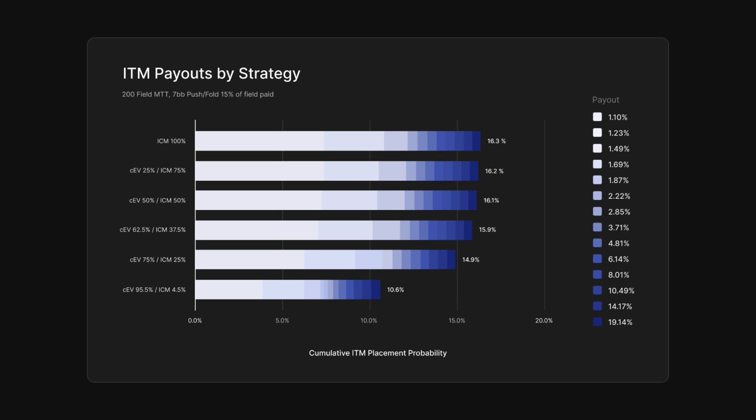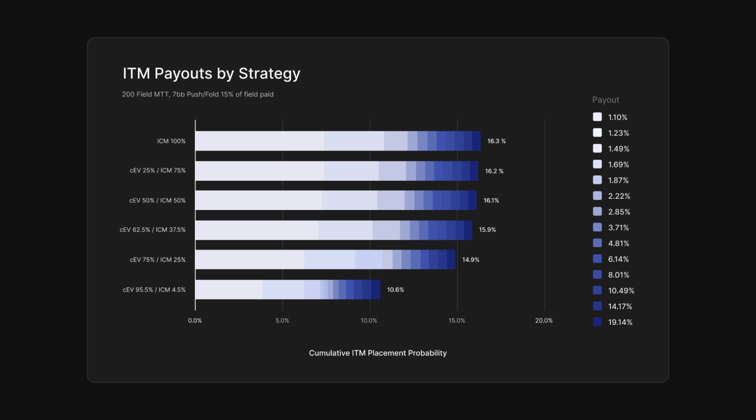So the pure ICM strategy at the top here places in the money 16.3% of the time. And we can see a smooth progression down to the ChipEV strategy at the bottom, which is only placing in the money 10% of the time. Now keep in mind, the baseline probability with 15% of the field paid would be to place in the money at least 15% of the time.